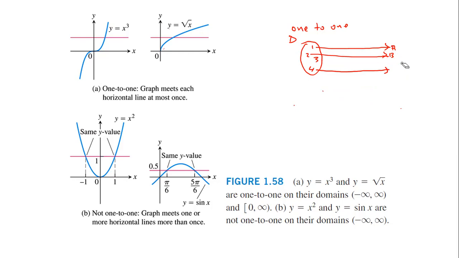So 1-to-1 means every element in the domain is mapped to one element in the range, and every element in the range is mapped to by a single element in the domain. Then the function will be 1-to-1. Okay, now let's take a look at the graph of y equal to square root of x. Now, if y is equal to square root of x, is it 1-to-1?